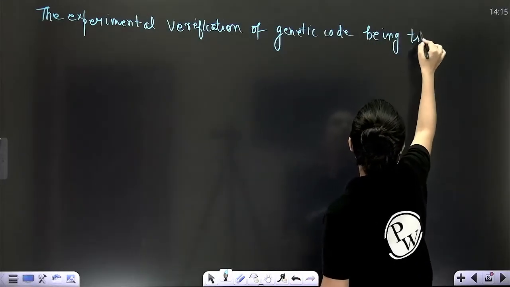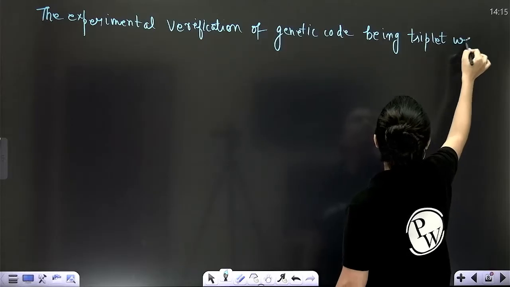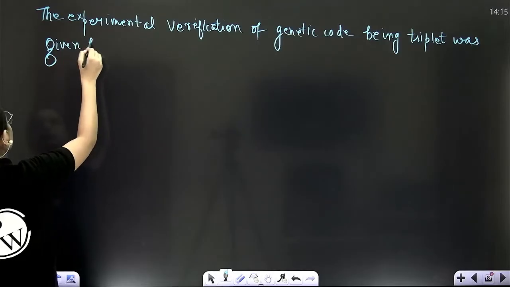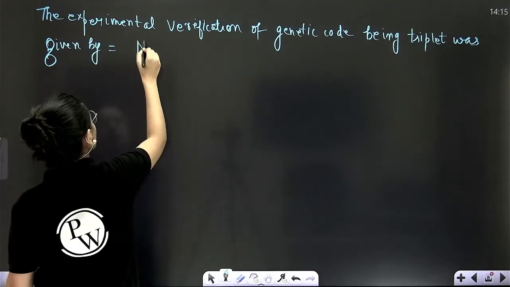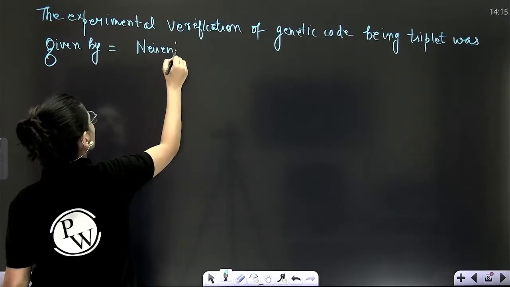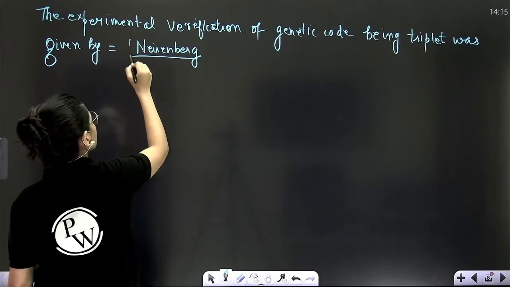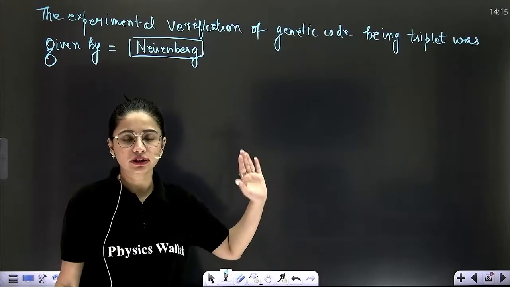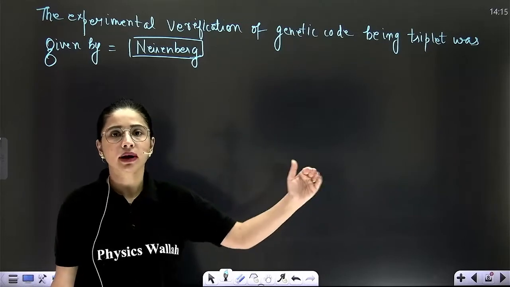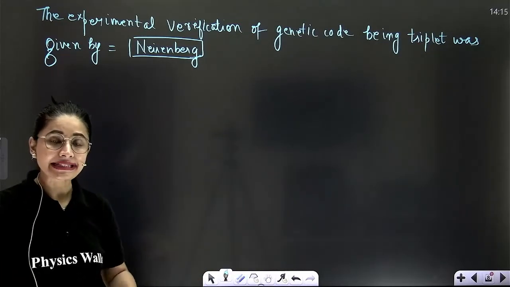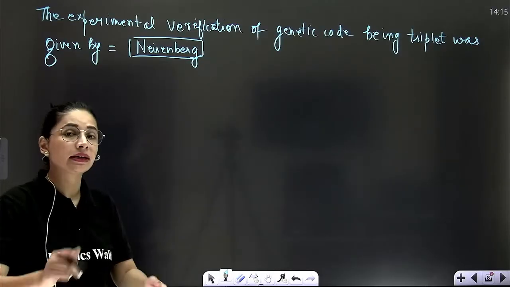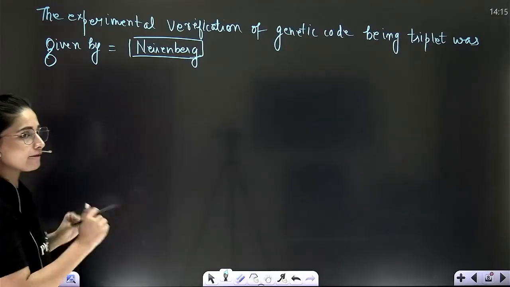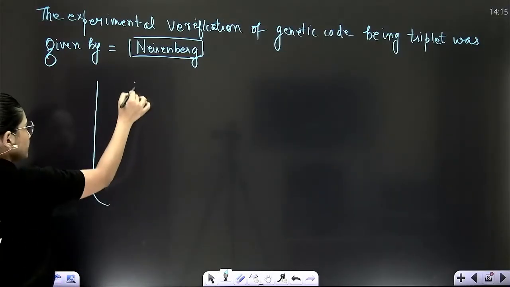of the genetic code being triplet was given by Nirenberg and his colleagues. They performed the experiment to prove whether Gamow is saying right or not. For this, first of all, they discovered a template independent enzyme called polynucleotide phosphorylase, also called Severo Ochoa enzyme. And they took a test tube.